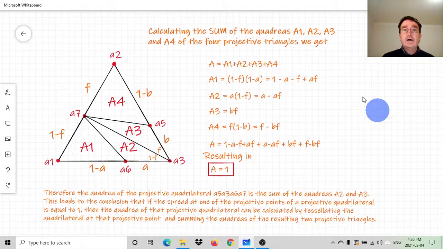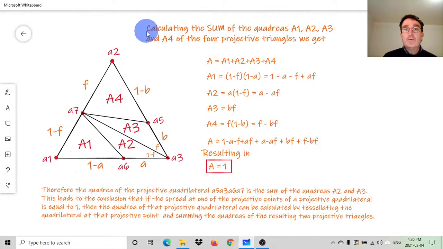Okay, so next we're going to calculate the sum of the quadrias A1, A2, A3, and A4 of the four projective triangles, and we get A. So A1, A2, A3, A4, we're calculating the sum of these quadrias.